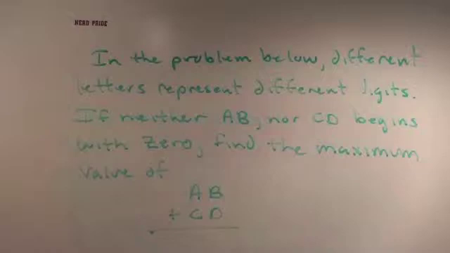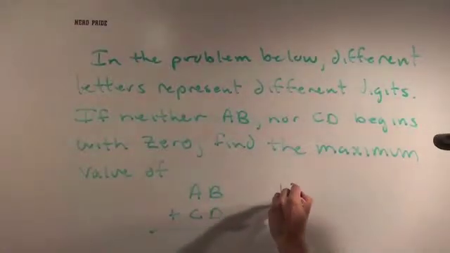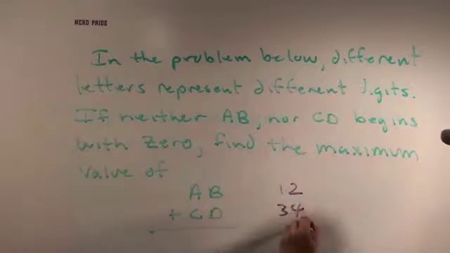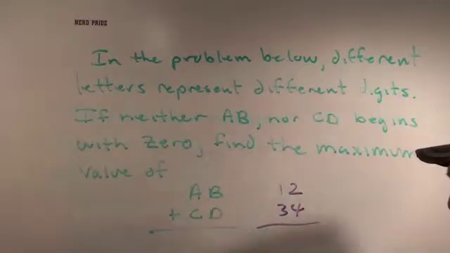I have an idea. Write down all the possible choices for AB and CD. That's true, but that's going to take a long time, because there are lots and lots of choices. For example, it could be 12 plus 34. That uses all different digits, and that adds up to 46. I don't think that's the largest though.